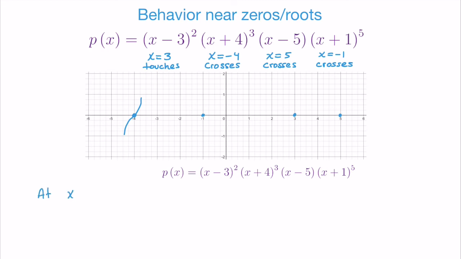So at x equals -1, again, we replace -1 everywhere except at its corresponding factor. So we plug it here, here, and here. That's (-1 minus 3) squared, (-1 plus 4) cubed, (-1 minus 5) times (x plus 1) to the 5th power. Again, we are only interested in the sign. The first one being squared is always positive. The second one is positive, and the third one is negative.